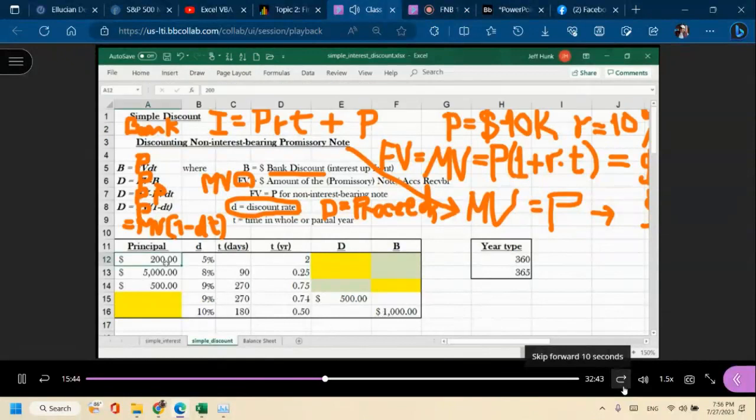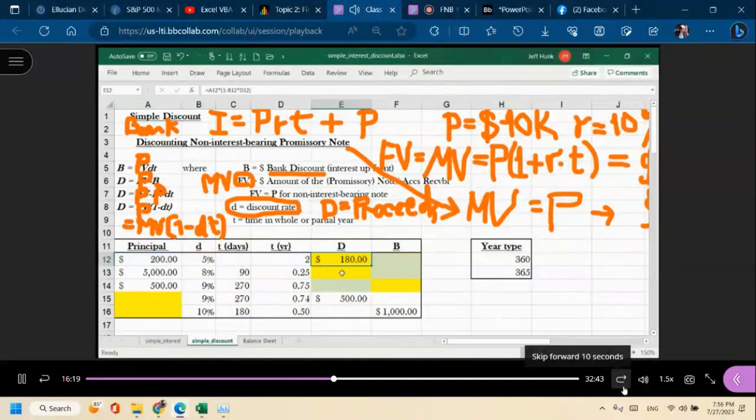Okay, let's go to this example. So first, $200 is the principal. 5% is the discount rate. Time is 2 years. So then what is the proceeds? The proceeds are then P times 1 minus d times T.